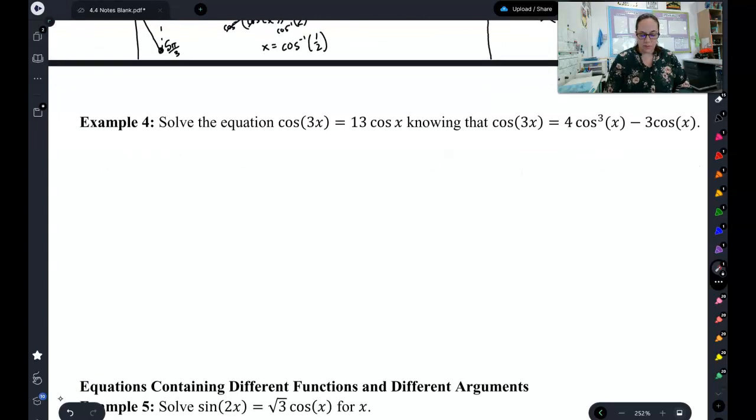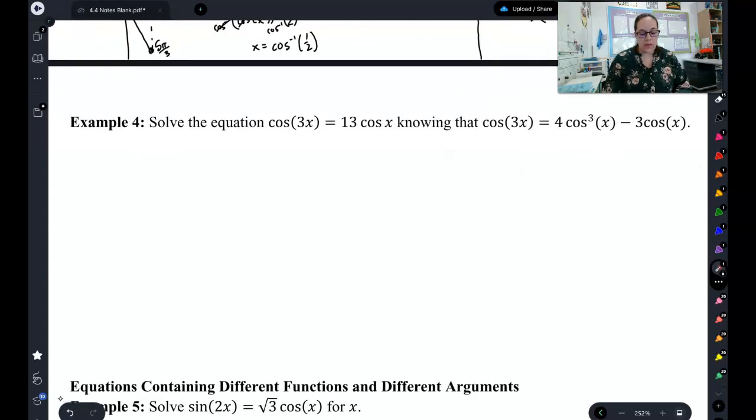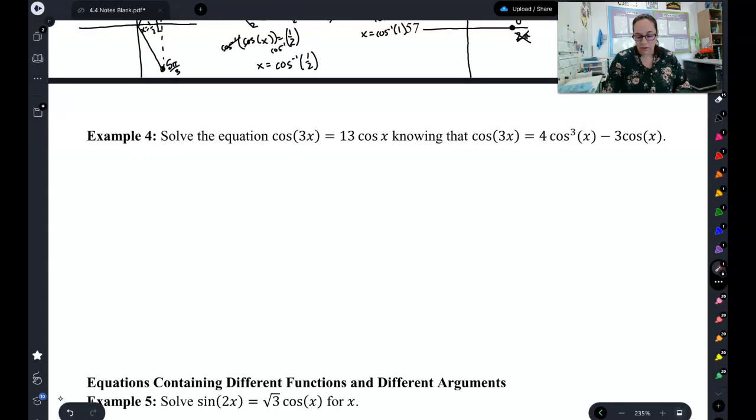Let's look at example 4. Now, this one, don't worry about using a trig identity because it gives it to you. So your first step is we have a 3x and a regular x. We're going to change this cosine of 3x into this. So substitute this in for cosine of 3x, bring everything to one side, and see if you can factor this one on your own. Pause the video, try that out, and then come back to check your factoring.